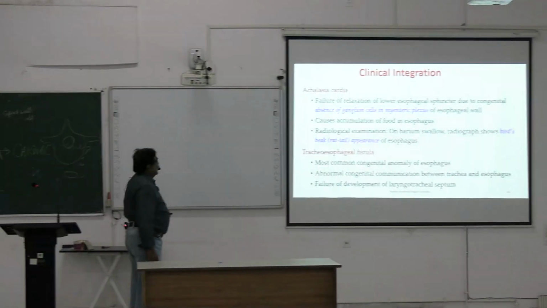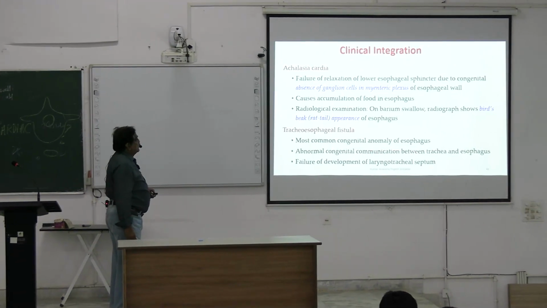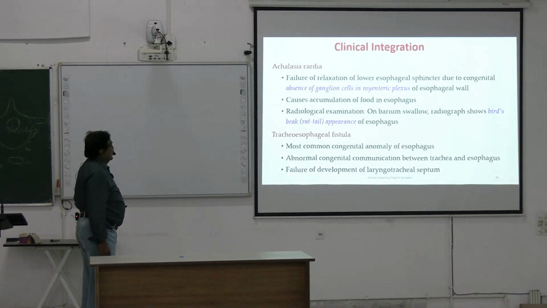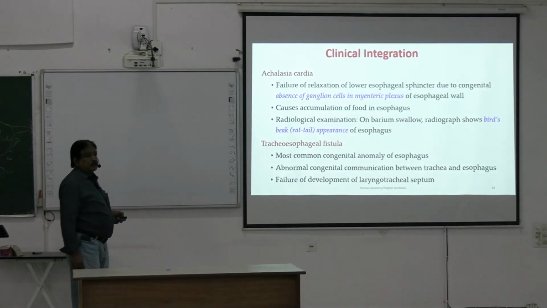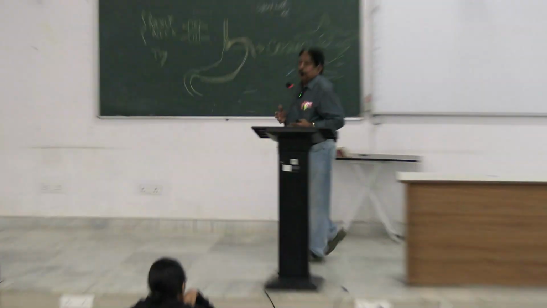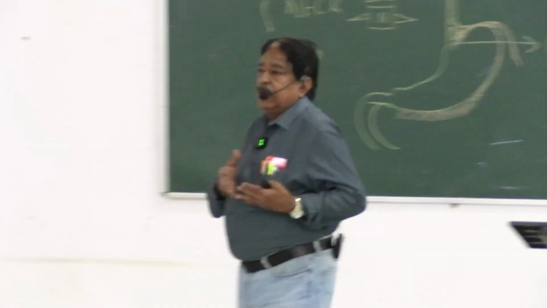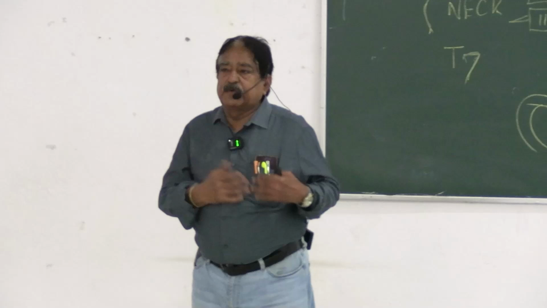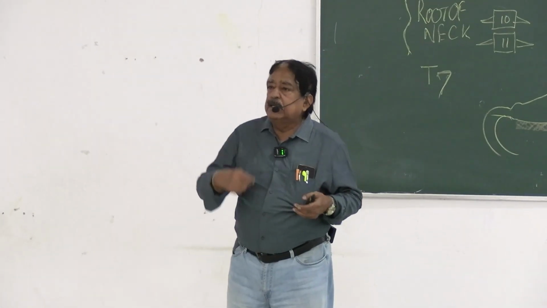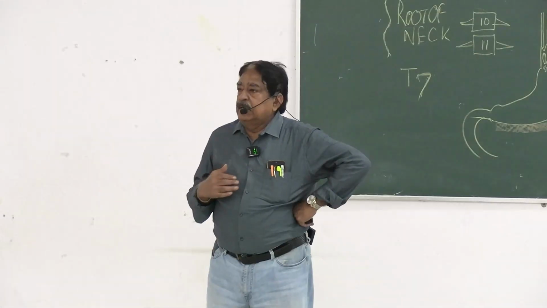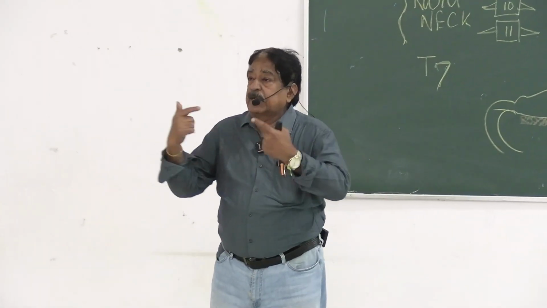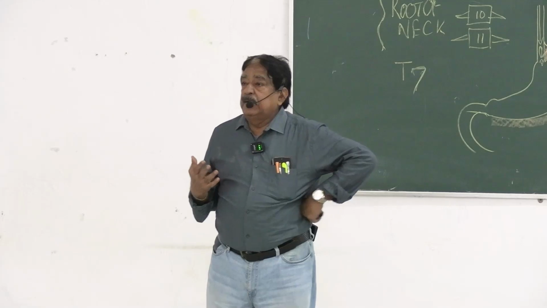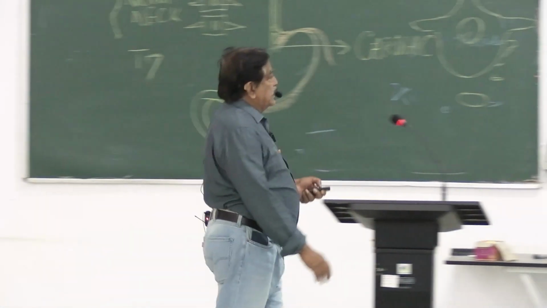Tracheoesophageal fistula is the most common congenital anomaly of the esophagus. It is an abnormal congenital communication between the trachea and the esophagus, due to failure of development of the laryngotracheal septum. These are the conditions that will occur. When a child is born, every time breastfeeding is done, they vomit, or are in distress, because the trachea and esophagus are connected. So you have to go and investigate.